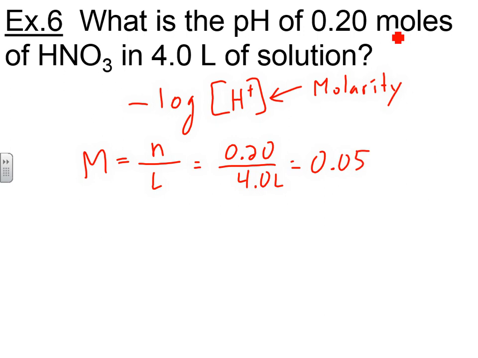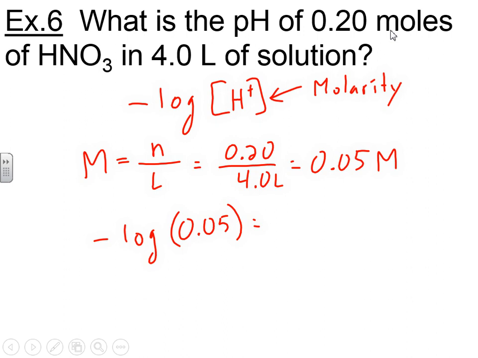Now, you'll have to negative log this, so go ahead and pull out your calculator and negative log this number. You should get a value of, let's see what we get, 1.3 with 2 sig figs. So this is actually 1.3 for the pH. Again, no units. So just make sure you have the molarity in there.